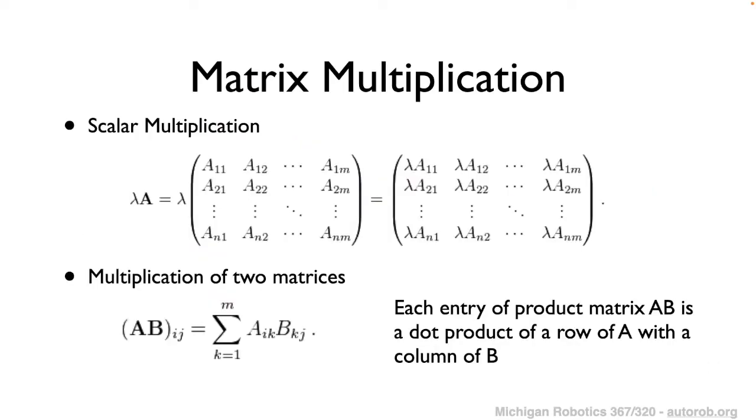Another topic within matrix multiplication is how we can perform scalar matrix multiplication. In this case, we have some scalar lambda, and we're going to multiply it by the matrix A. The way this operates is very similar to scalar vector multiplication: we just multiply each individual element of the matrix by this scalar term. And that defines scalar multiplication.